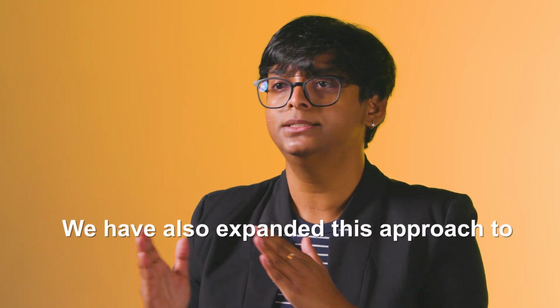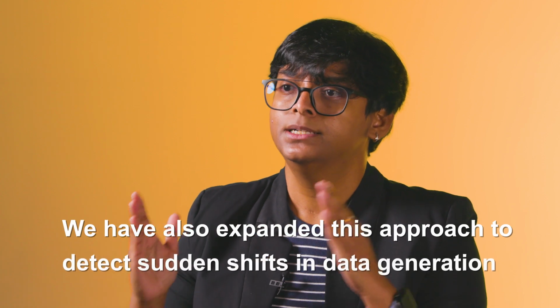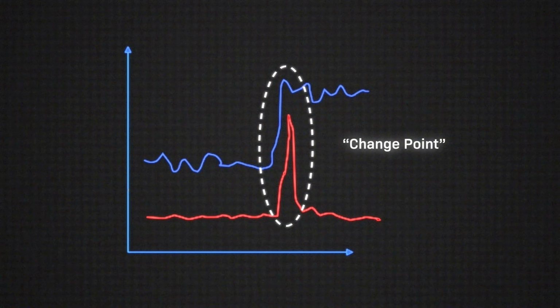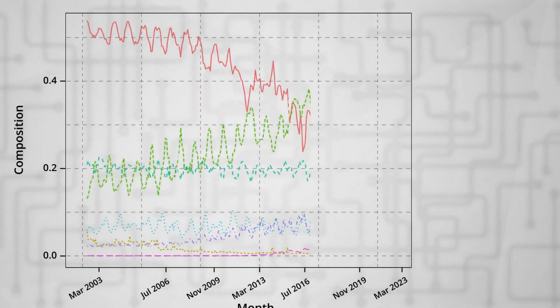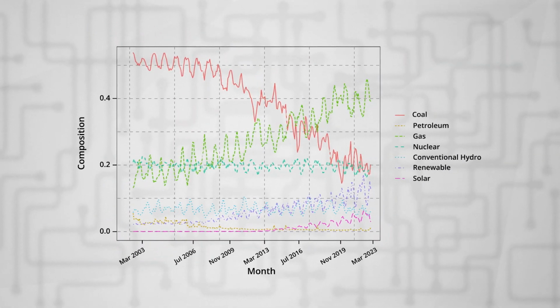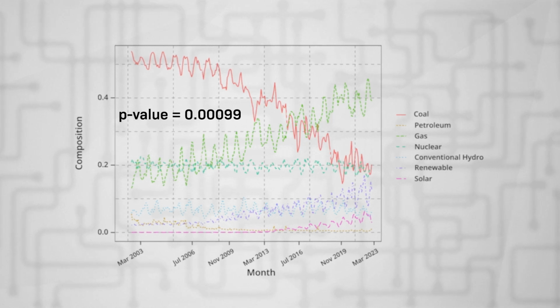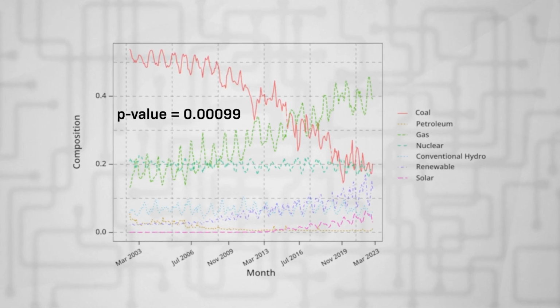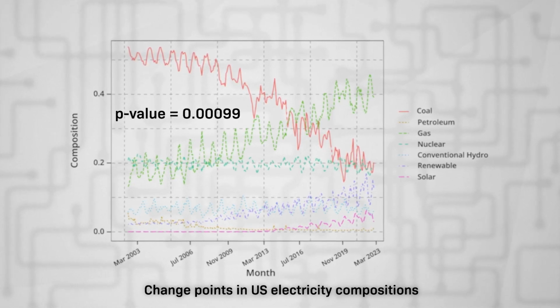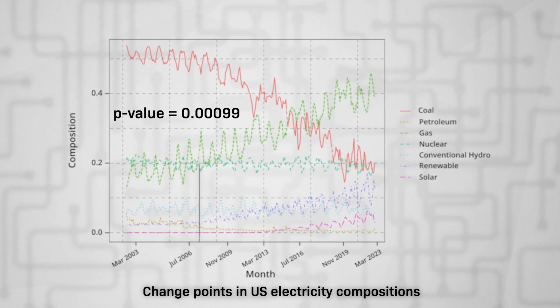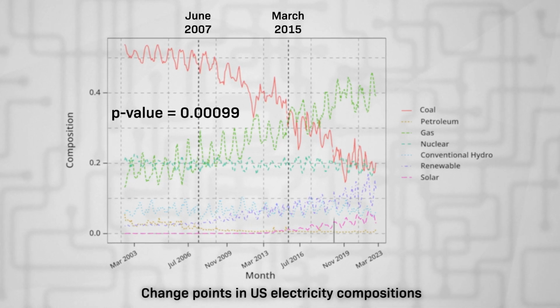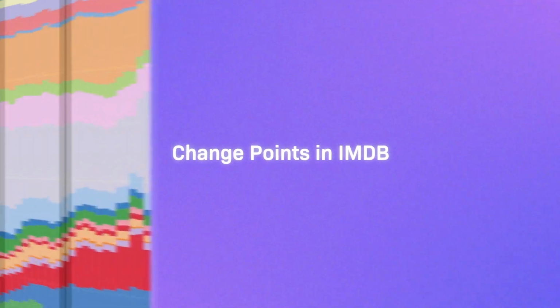We have also expanded this approach to detect sudden shifts in the data generation, known as change points, with guaranteed accuracy. The p-values that we produce using our method are what give us the confidence to say that there are significant change points in US electricity compositions around June 2007, March 2015 and March 2019. We have also used this to find shifts in the compositions of movie genres released each year on IMDb.